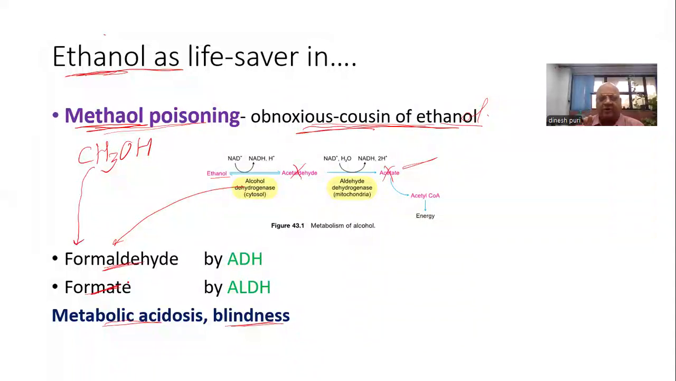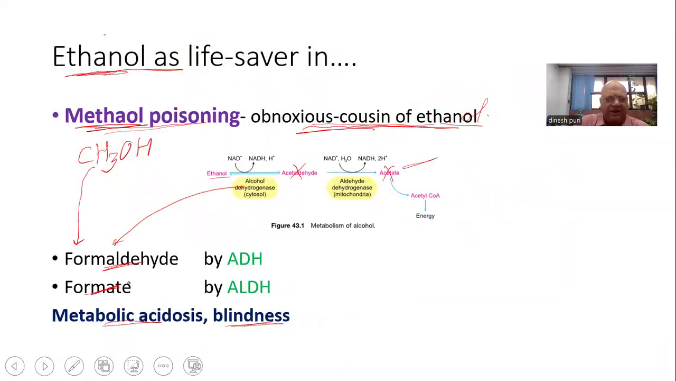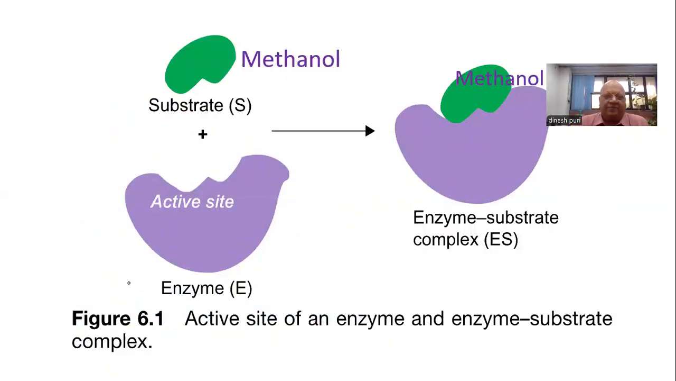Both are highly toxic: metabolic acidosis, blindness. These are the two I have mentioned, but there are many more also. So methanol poisoning is very dangerous, often fatal also. How will we treat methanol poisoning with ethanol? This is our methanol, which occupies the active site and gets converted to the toxic intermediate.